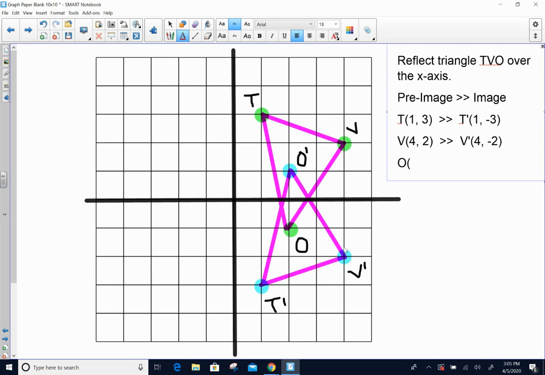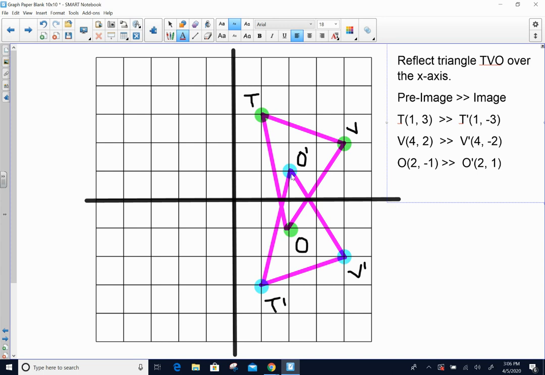And then O, I started out 1, 2 to the right, up, oopsies, down. This is my original, right? This is my pre-image right there. So I went to the right 2 and I went down 1. So that's a -1. My image, my O prime, still went to the right, 1, 2. But this time my prime goes up, so that's a +1.